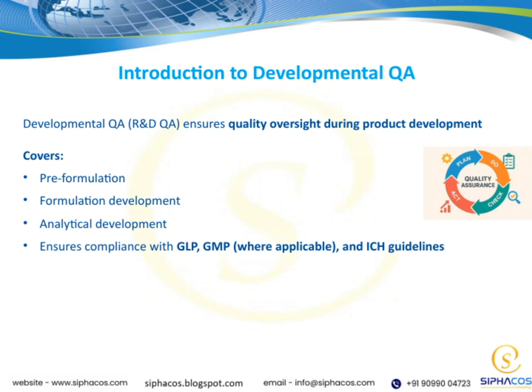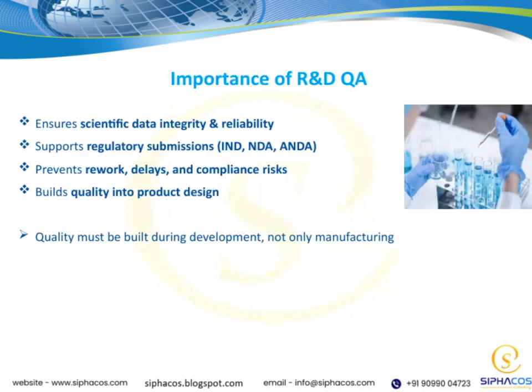Importantly, developmental QA ensures that everything complies with important guidelines like GLP, GMP when applicable, and ICH guidelines. These standards help us maintain consistency, safety, and efficacy throughout development. Overall, this slide highlights how developmental QA is integral to building a solid foundation for a safe and effective final product. Let's talk about the importance of R&D QA.